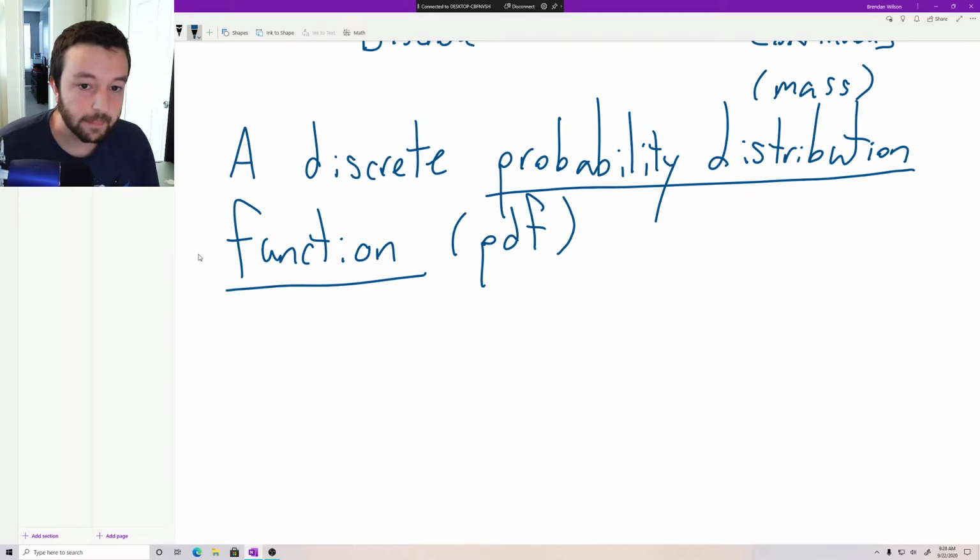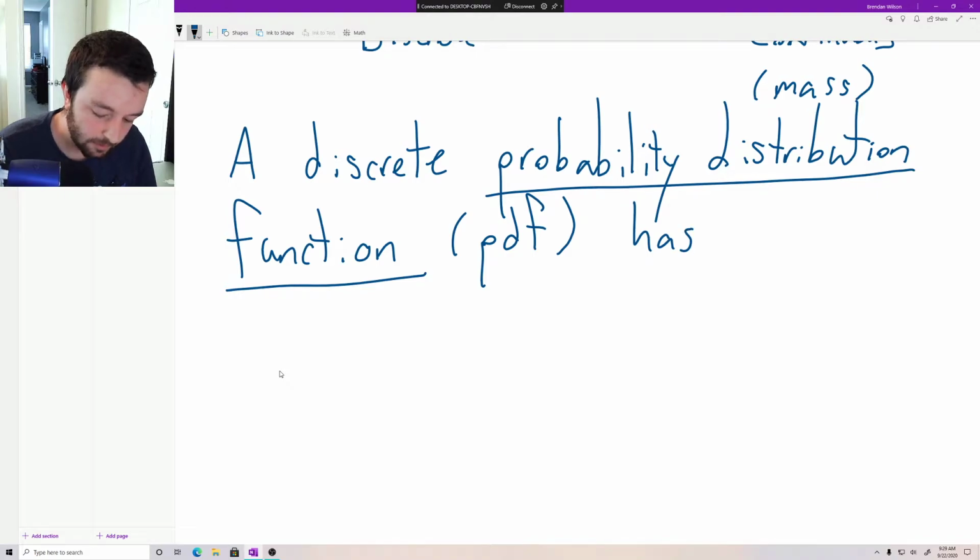So we're using the word function in the same way we would use it in college algebra, which we don't need to worry about too much, but it essentially just means that we have an input and we have an output, which is like with all probabilities. I'll show you what I mean in a second here. But a PDF has two characteristics.